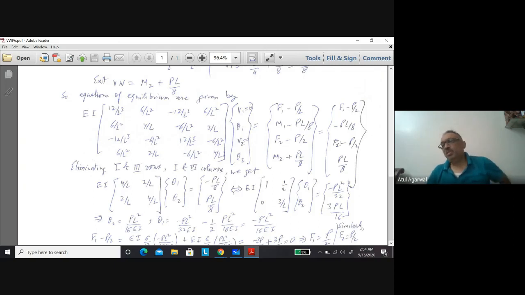M1 and M2 are 0 here because the external supports are not providing any moment. They are only providing a vertical force. So we get the value of F1 and F2 as P by 2, which is what was expected. Thank you.